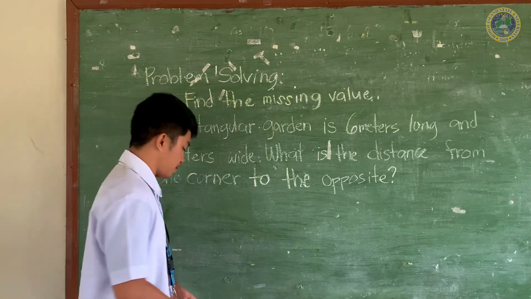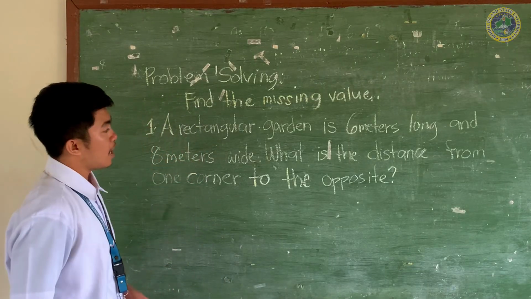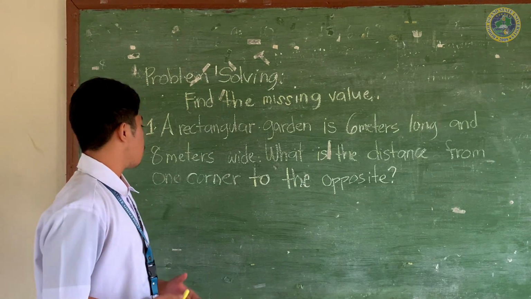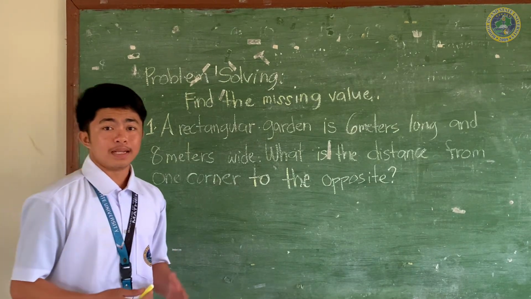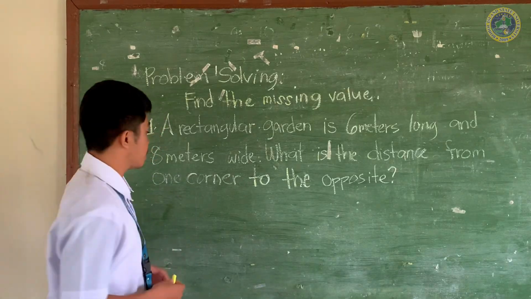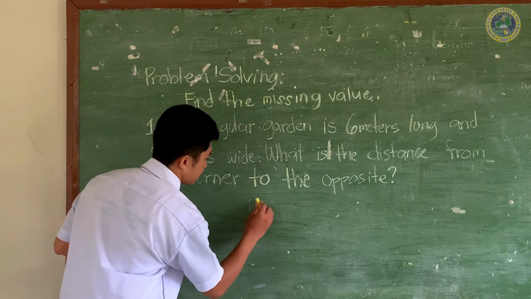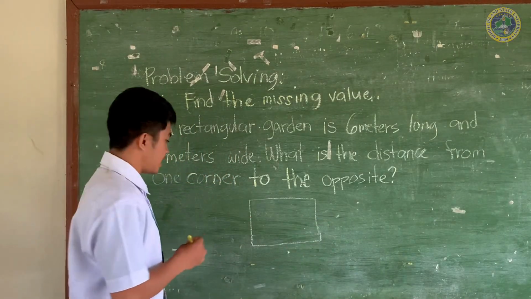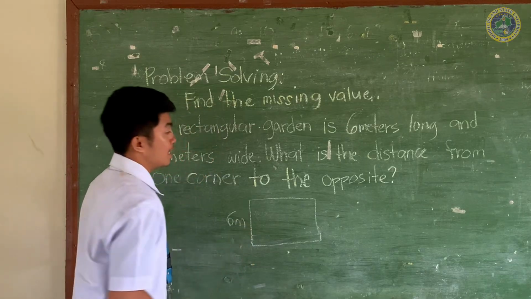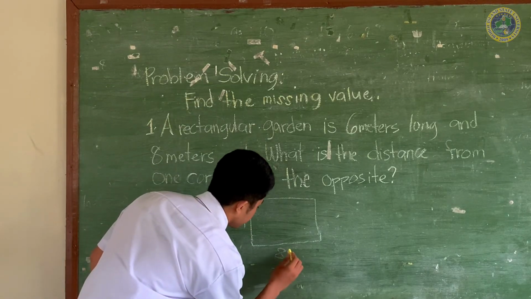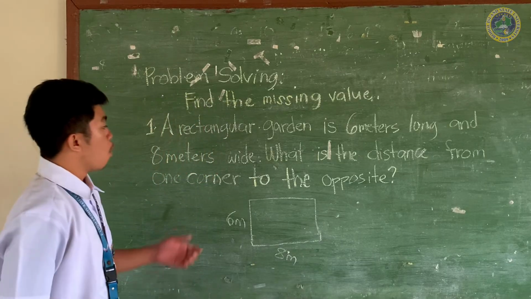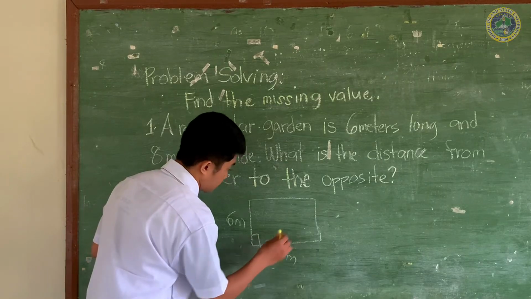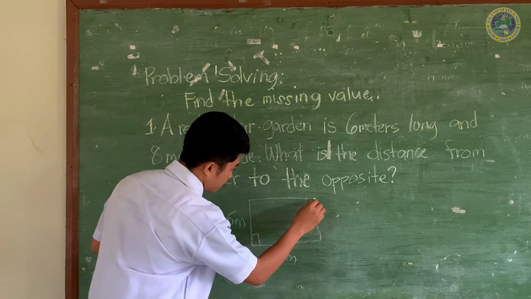So first, we have here a rectangular garden that is 6 meters long and 8 meters wide. What is the distance from one corner to the opposite? So let me illustrate the given first. So a rectangular garden has 6 meters length and 8 meters width. So what is the distance from one corner to the opposite? So we have here the corners.